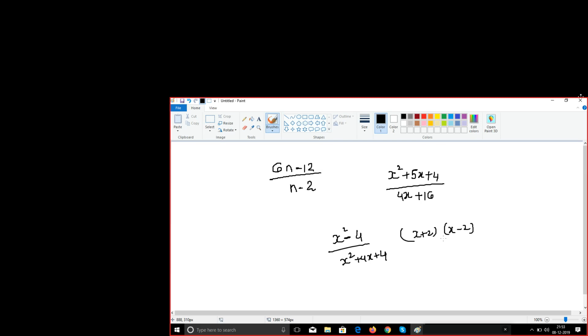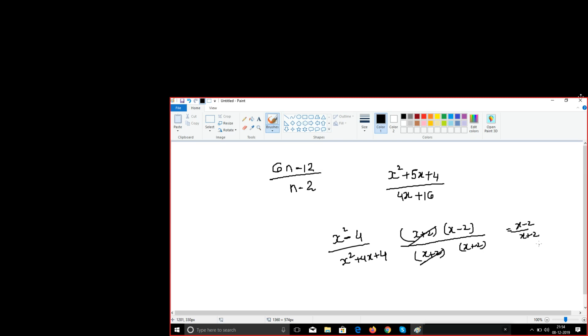So x minus 2 divided by x plus 2 would be 1. Okay. Now in the denominator, you tell me what the factorization is when you make the factors. It's x plus 2 and x plus 2. Yes. So x plus 2 gets cancelled out, so your final answer is x minus 2 divided by x plus 2. Is it clear?